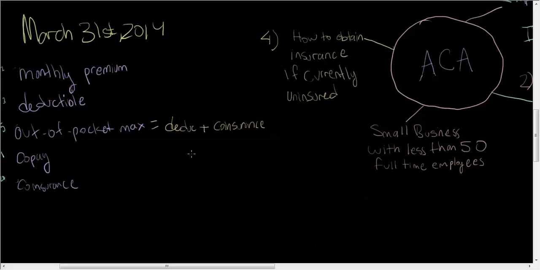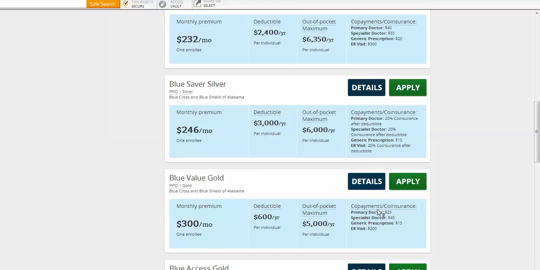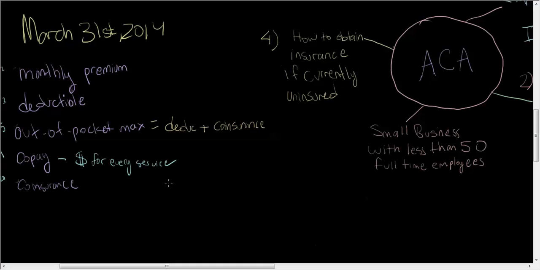Okay, so now on to the terminology, which really looks a lot harder than it actually is. So starting out with copay. Copay is just the amount of money you pay for every service. So if we look on the ACA website, right here, every time you go to the primary doctor, you pay $25. Every time you go to the specialist doctor, you pay $45. Every time you have a generic prescription, $15. And every time you have an emergency room visit, you pay $200. Very straightforward. Just the amount of money you pay.